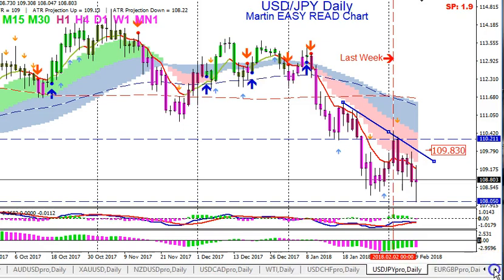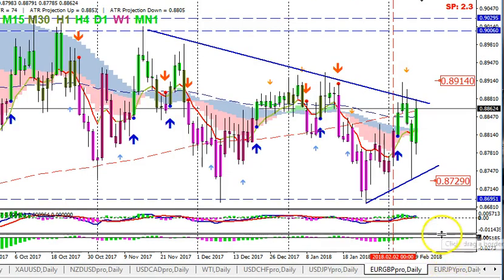109.83. Okay, now we get to our next chart, which is the euro versus the British pound. Now, what do you see here? I've drawn in an upper trend line and a lower trend line. What does that look like to you? That's a triangle. You can see a triangle forming.